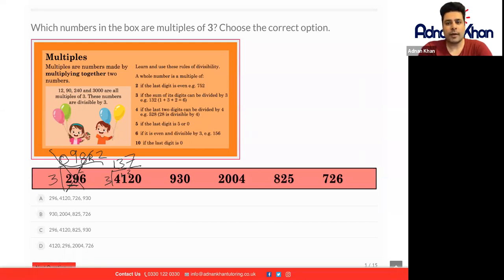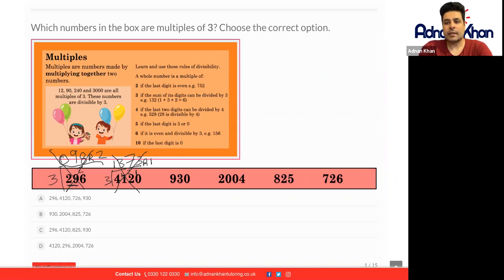So let's put that 1 next to the 0 to make 10. How many times can 3 go into 10? 3 goes into 10 3 times, because 3 times 3 is 9, remainder 1. Now, because again we have a remainder, that means 4120 is not a multiple of 3. So in this case, we're just going to cancel this out, because it's not easily divisible as there's a remainder.